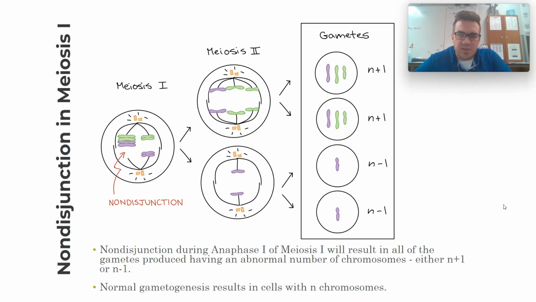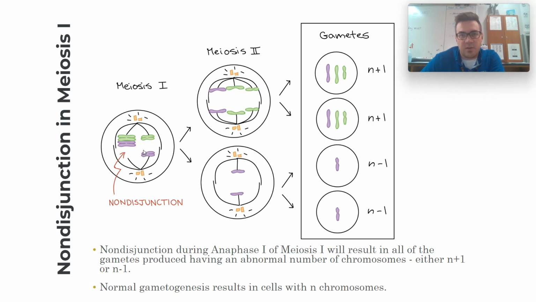During the process of meiosis, we have two different phases where either homologous chromosome pairs or sister chromatids are supposed to separate from each other. That happens during anaphase, so anaphase 1 or anaphase 2. But you can have those chromosomes not separate like they're supposed to. This is an example where we have a nondisjunction event happening in anaphase 1 of meiosis 1.